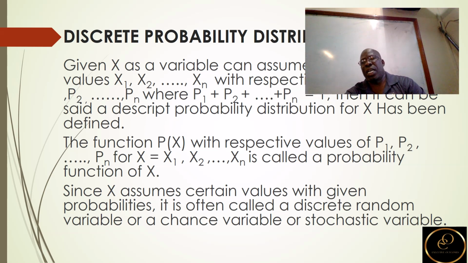Okay. In this particular case, we can say that a discrete probability distribution for x has been defined. If we set it in that manner, we can say a discrete probability distribution for x has been defined.